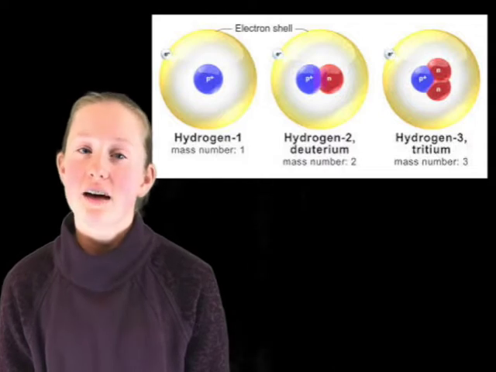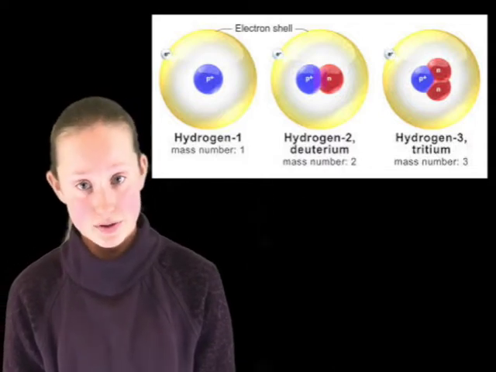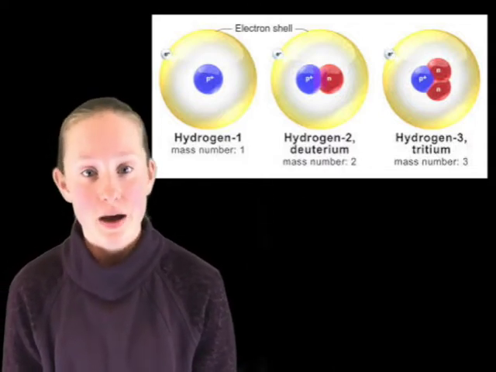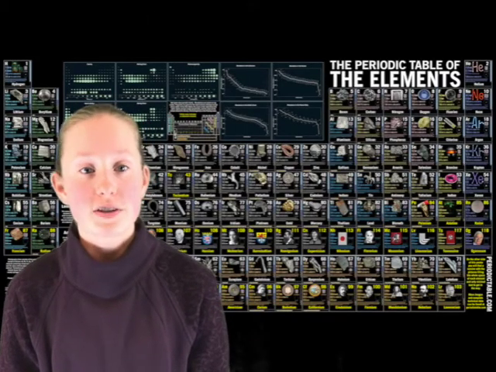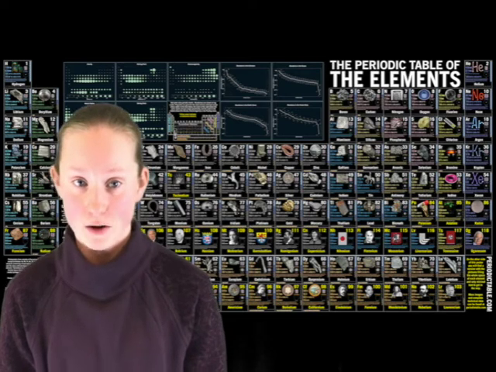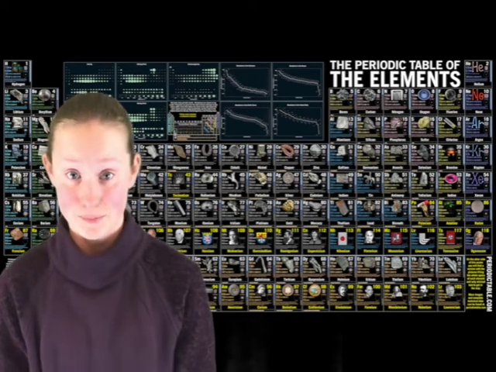Now, all elements have a different number of isotopes. Hydrogen has the fewest number of isotopes with only 3. The elements with the most isotopes are cesium and xenon, with 36 known isotopes.